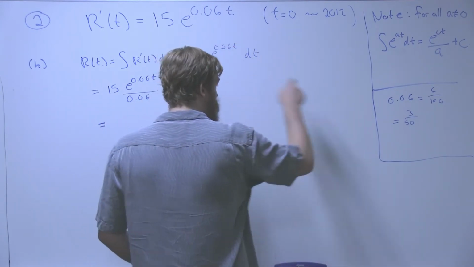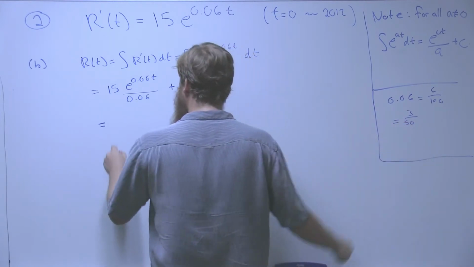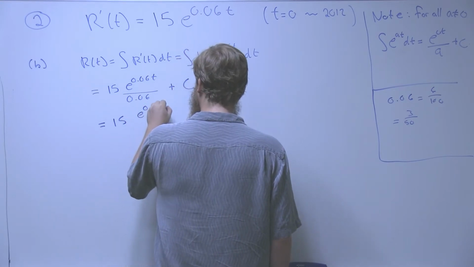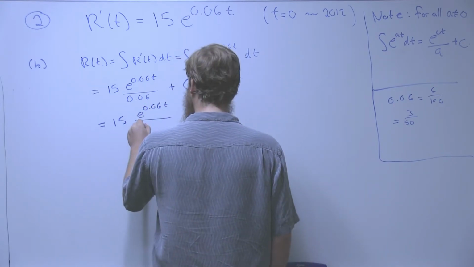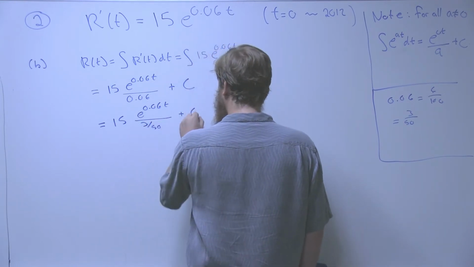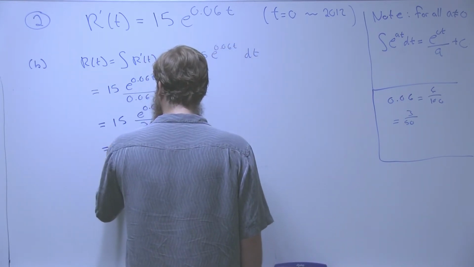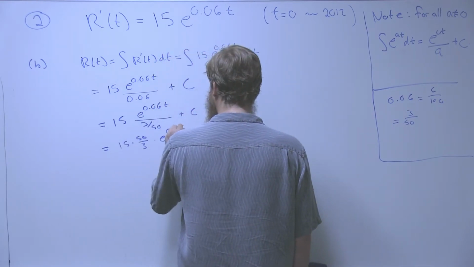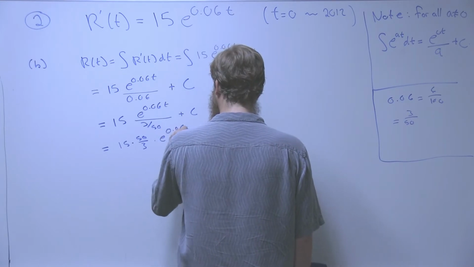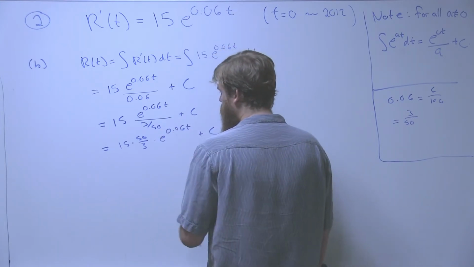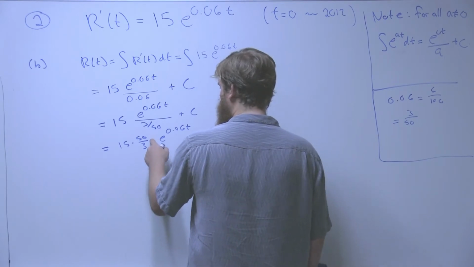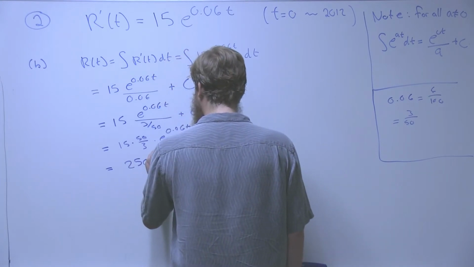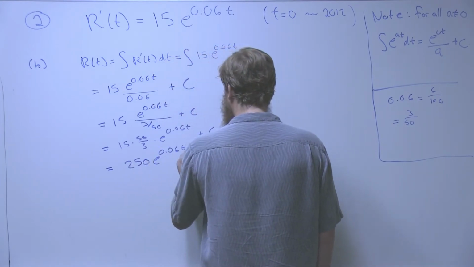0.06 is the same as 6 over 100, which is the same as 3 over 50. So this is 15 times e to the 0.06 t divided by 3 over 50, plus c. So that's 15 times 50 over 3 times e to the 0.06 t plus c. Now 15 divided by 3 is 5, times 50 is 250. So we get 250 e to the 0.06 t plus c.